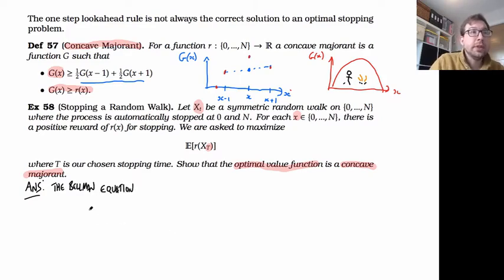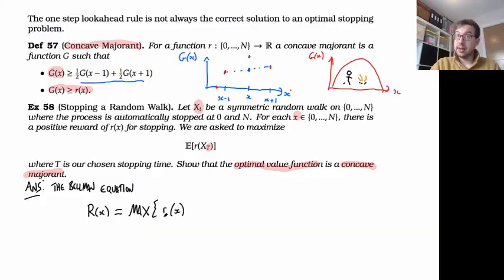The Bellman equation for this problem would be that we want to find the optimal reward, R(x), and it's equal to the maximization over the actions we can take. So we maximize over the two things we can do, which is either stop or continue. Now, if we're at state x and we stop, then we get a reward as given by the problem of R(x). So that's the reward we get for stopping.